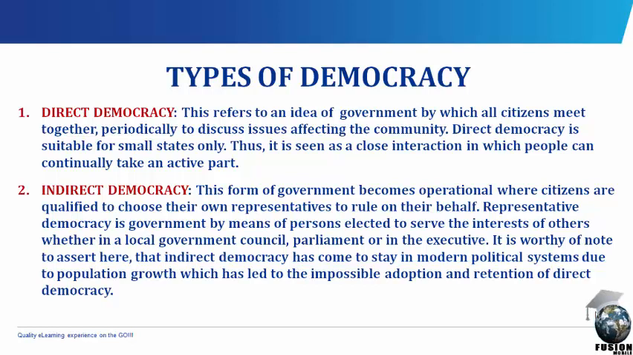The second one is indirect democracy. This form of government becomes operational where citizens are qualified to choose their own representatives to rule on their behalf. Representative democracy is government by means of persons elected to serve the interest of others, whether in the local government council, parliament, or in the executive. It is worthy of note that indirect democracy has come to stay in modern political systems due to population growth, which has made the adoption and retention of direct democracy impossible.